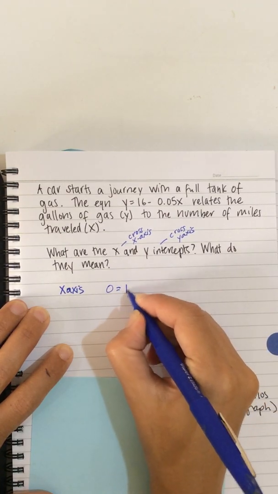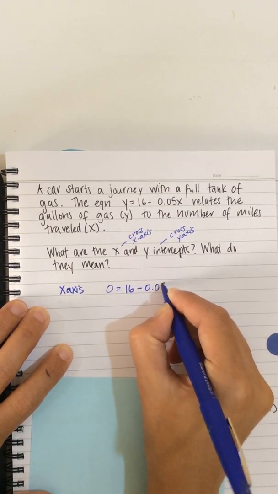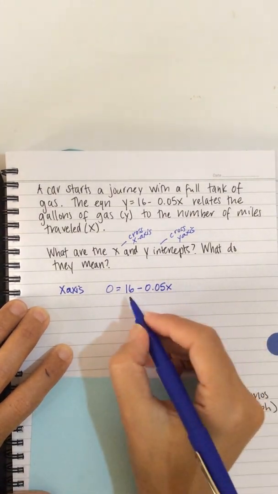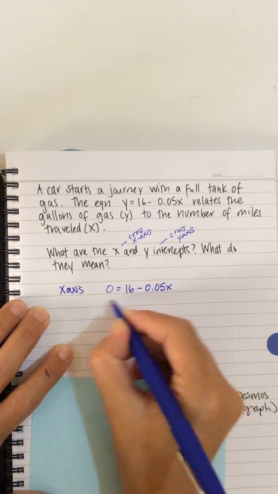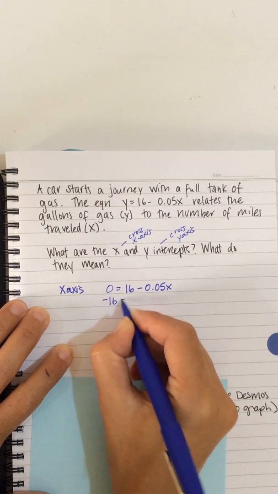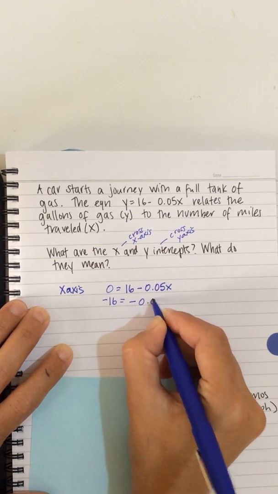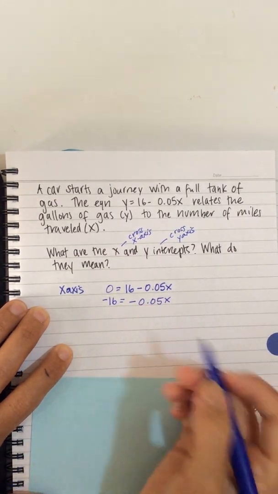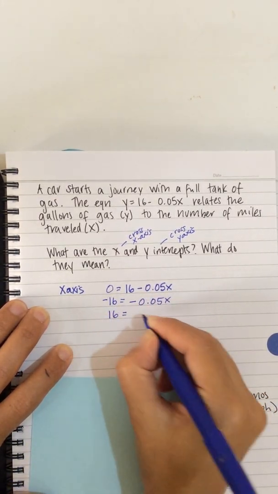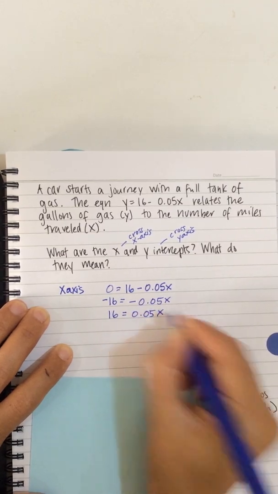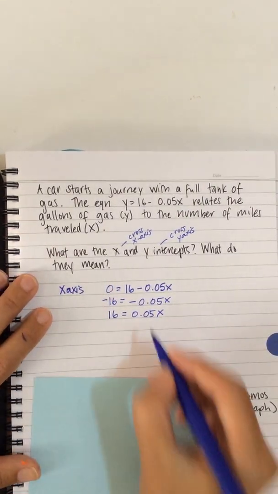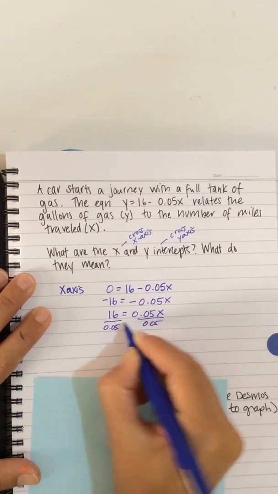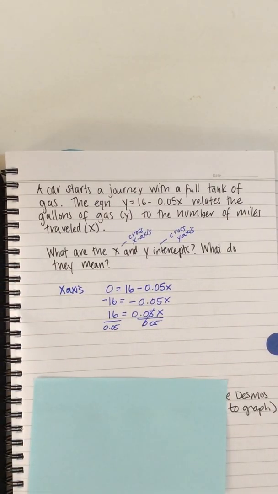So 0 equals 16 minus 0.05x. Now we're just using some algebra to solve this. Let's move the 16 over. So subtract 16 from both sides. This is negative 16 equals negative 0.05x. Now I know I can just cancel out those negatives. So 16 equals 0.05x. So now the last step is to divide, and I'll just write that here by 0.05 so that we can have x on its own.